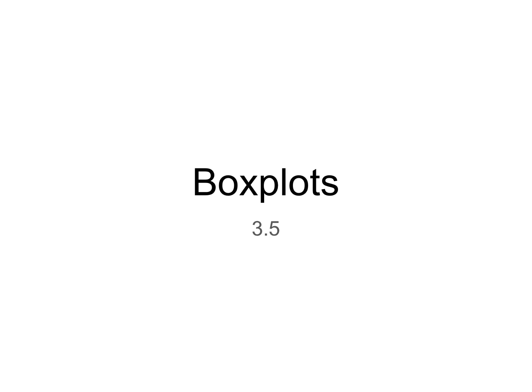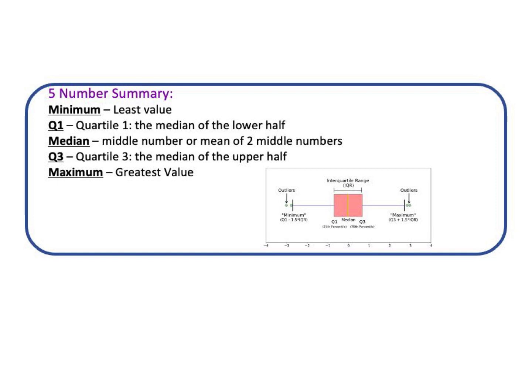In this lesson, we're going to practice constructing and analyzing box plots. So there are 5 values that are needed to create a box plot: your minimum, quartile 1, your median, also called quartile 2, quartile 3, and the maximum. Your quartile 1 and quartile 3 are just the medians of your two halves, so the median of the lower half and the median of the upper half.